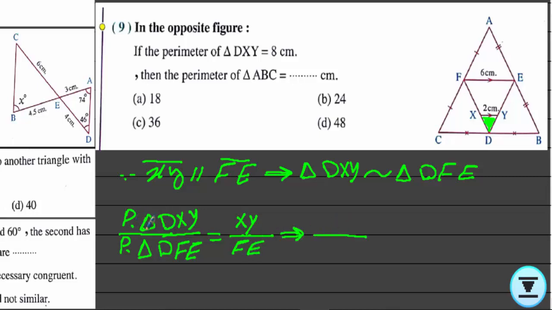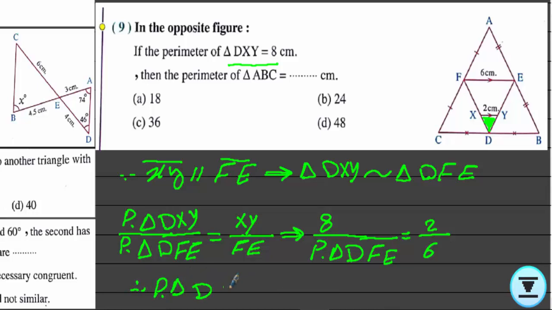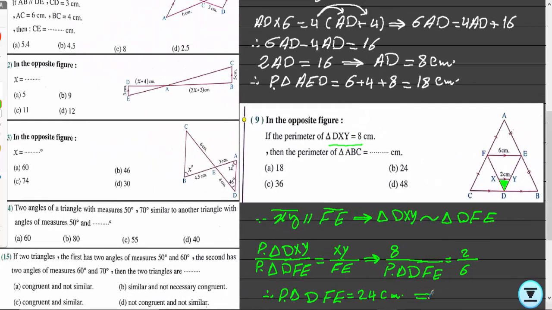We know from the given that the perimeter of triangle DXY equals 8. So substitute 8 over the perimeter of triangle DFE equals the ratio between XY and FE, 2 over 6. And from that, by cross multiplication, you can deduce that the perimeter of triangle DFE equals 6 multiply 8, 48, divide by 2, equals 24 centimeters. And I'll keep it.